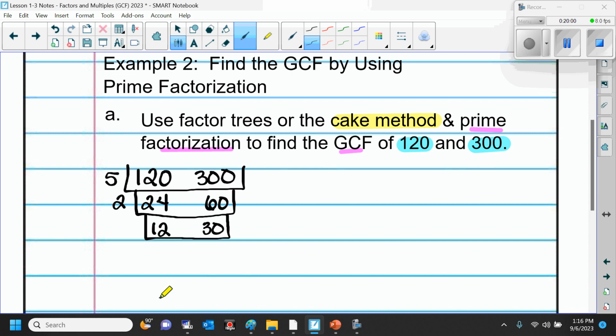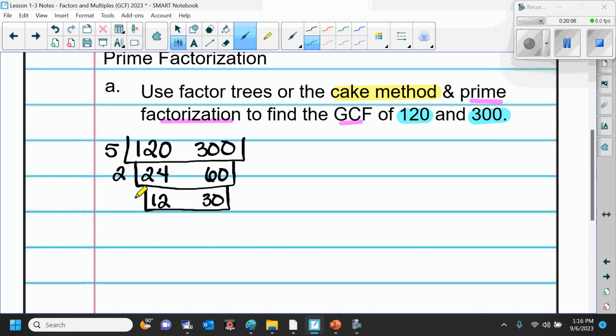There's my next layer. Can I divide by another prime number? I can do 2 again. So 12 divided by 2, 6. And 30 divided by 2, 15. And there's my next layer. And now what can I divide by next? 3. 6 divided by 3, 2. And 15 divided by 3, 5. Can I divide by any other prime numbers? Nope. So we are done.